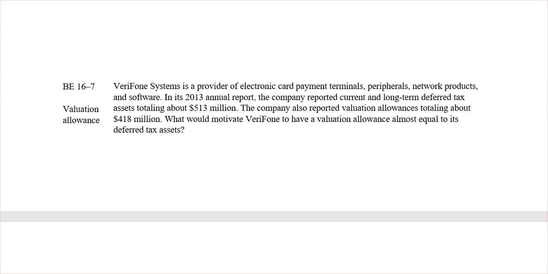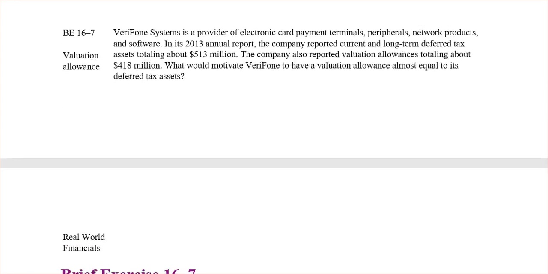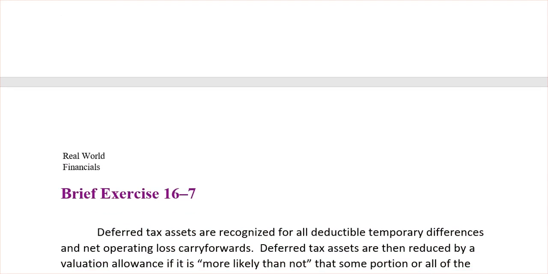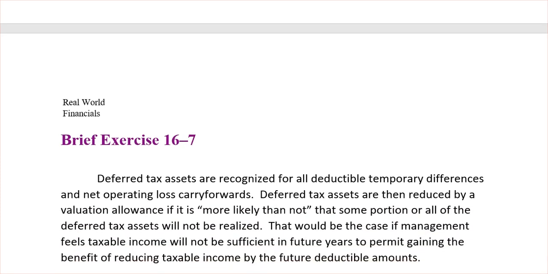Well, to update this for the current way of looking at things, we should not say they have current and long-term deferred tax assets. We should say they have deferred tax assets, and we know they're all going to be long-term because that's what our current accounting tells us. So more likely than not, there's a bunch of accounts where they think that they are not going to be able to realize the deferred tax assets as stated here.